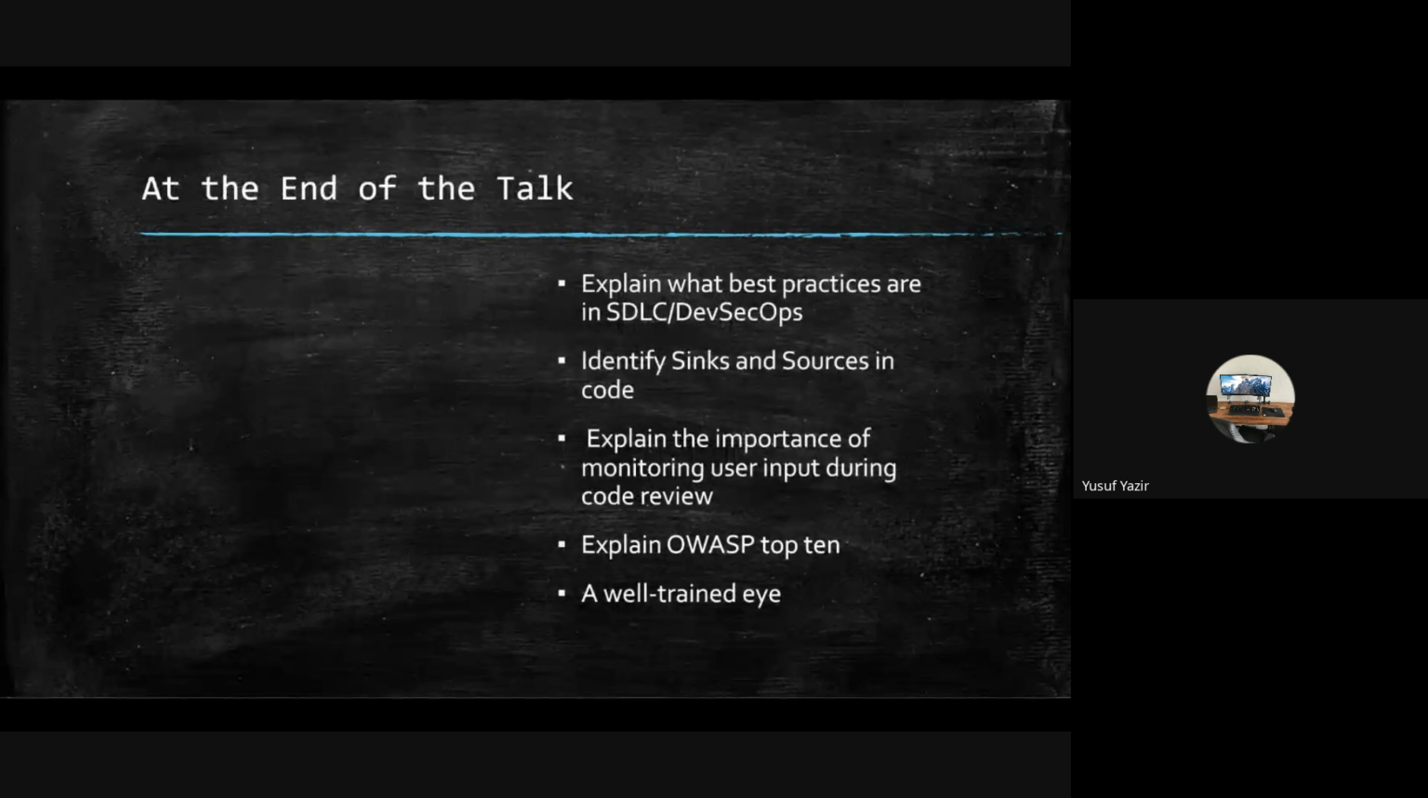At the end of the talk, you should be able to explain what DevSecOps best practices are, especially in the SDLC, the software development life cycle. You should also be able to identify sinks and sources in code, which I'm going to explain very soon. And you should be able to explain the importance of monitoring user inputs during code review or during the life cycle of your project.